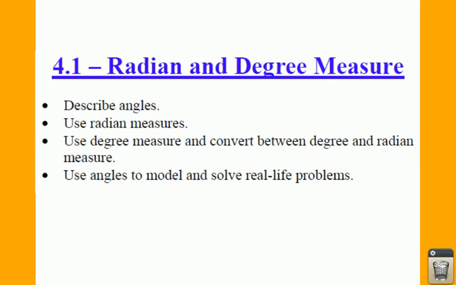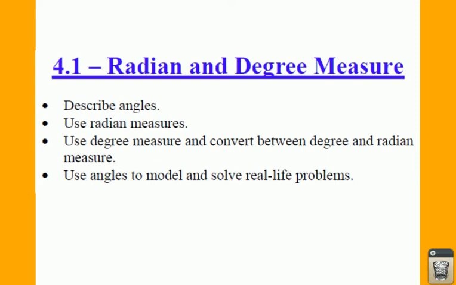Who doesn't like a little Michael Jackson to start off the new chapter? Radians and degree measures. It's a good thing you guys are not in the room because there are some very disturbing dance moves in the background. Thank you, Mr. Donofsky.